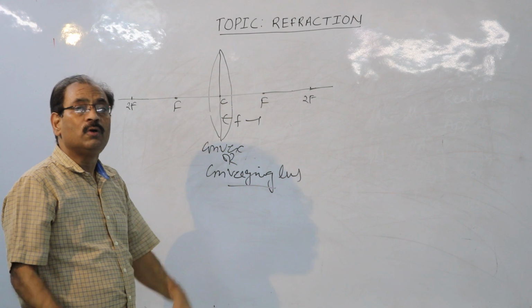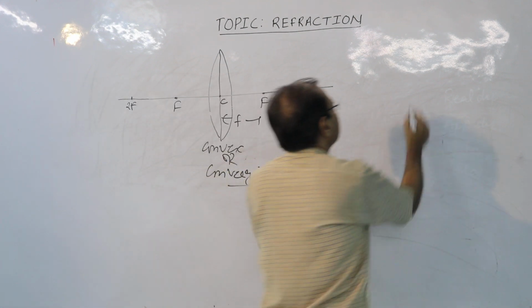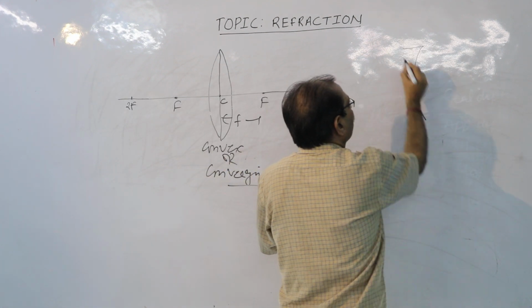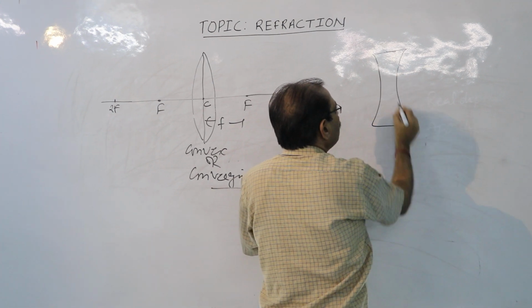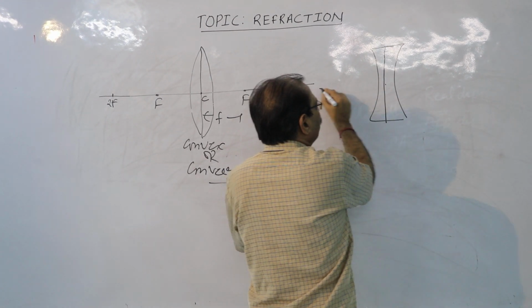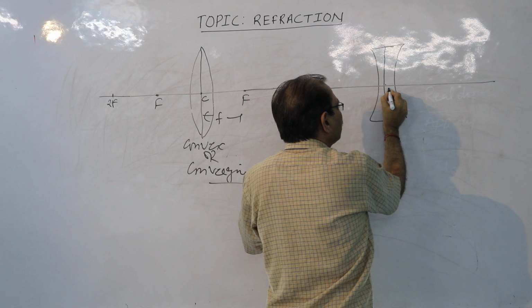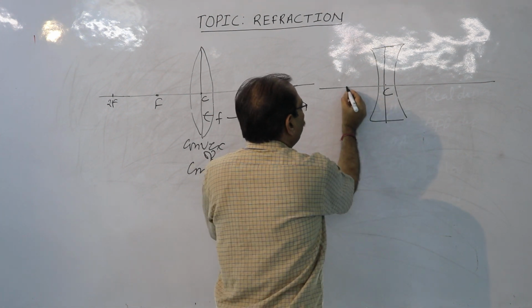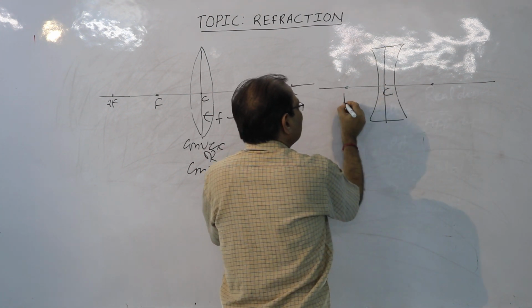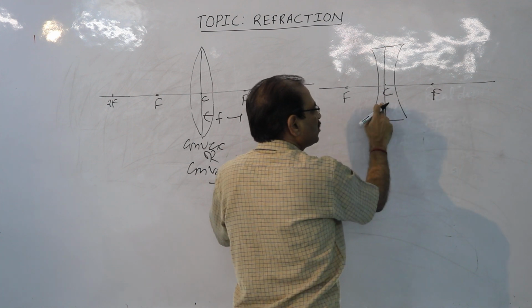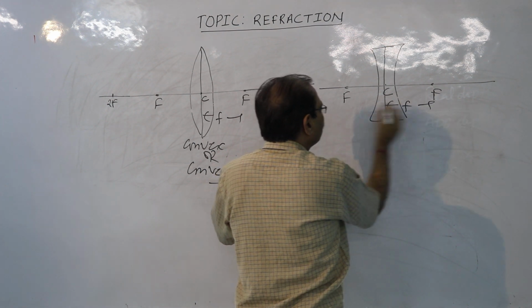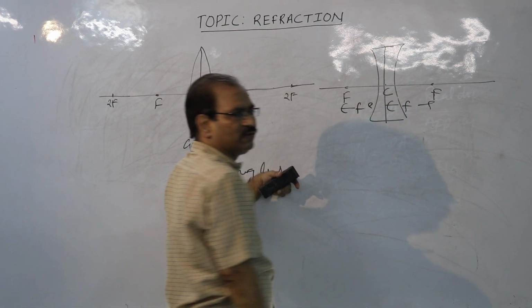Now let us come to concave lens or diverging lens. So this lens, children, is called concave lens or diverging lens. It is the optical center called C. On both sides we have got principal focus F. The distance CF is focal length. Distance CF is called focal length.